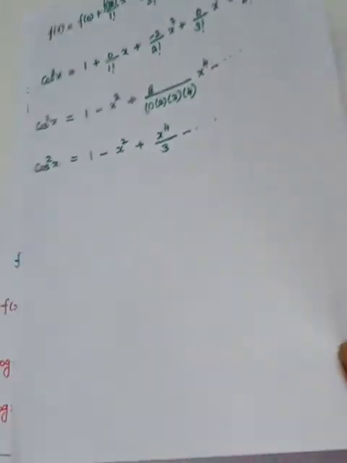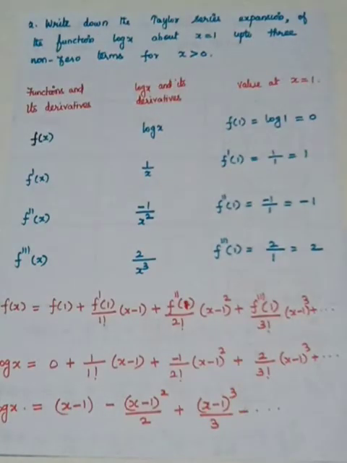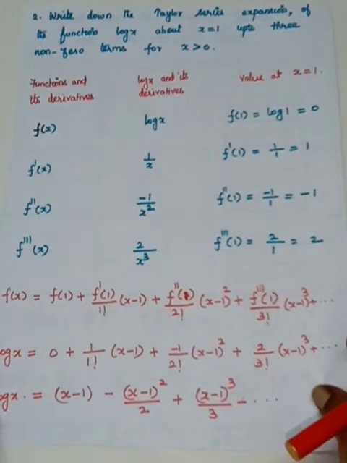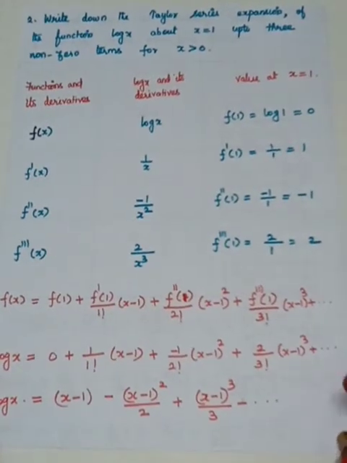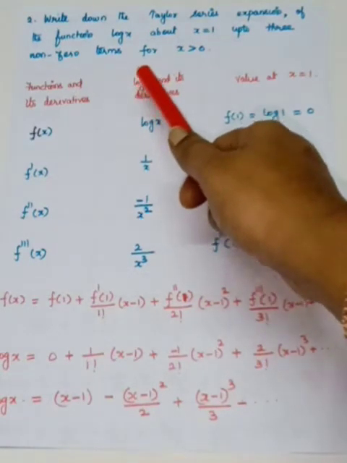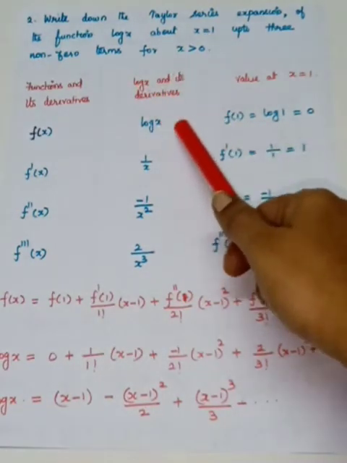Okay. So the next one, we'll move to the write down. Second problem: write down the Taylor series expansion of the function log x about x is equal to 1 up to 3 non-zero terms for x greater than 0. See, functions and its derivative. Here log x and its derivative we have to use.